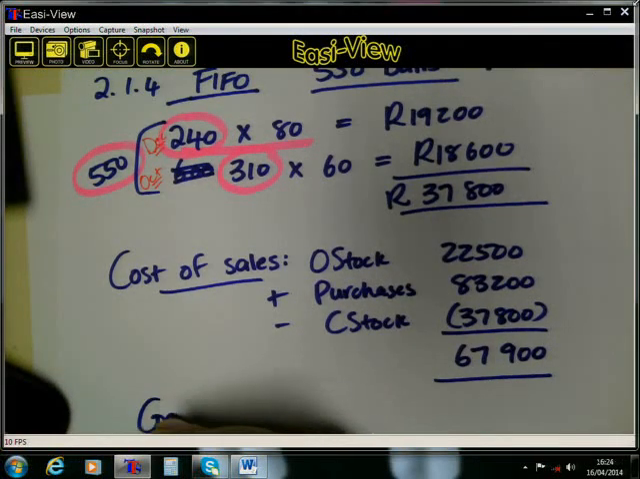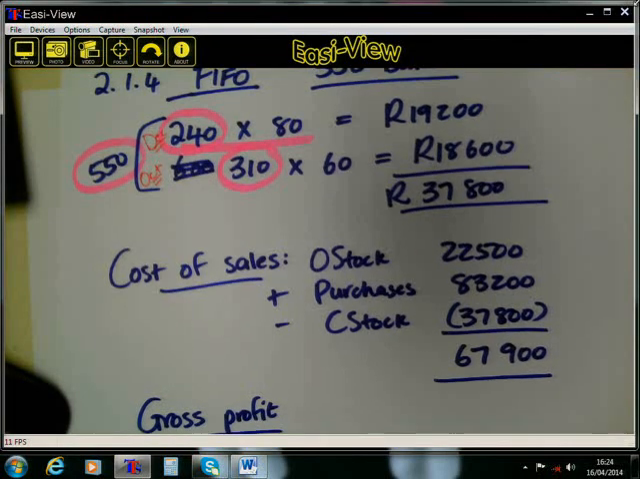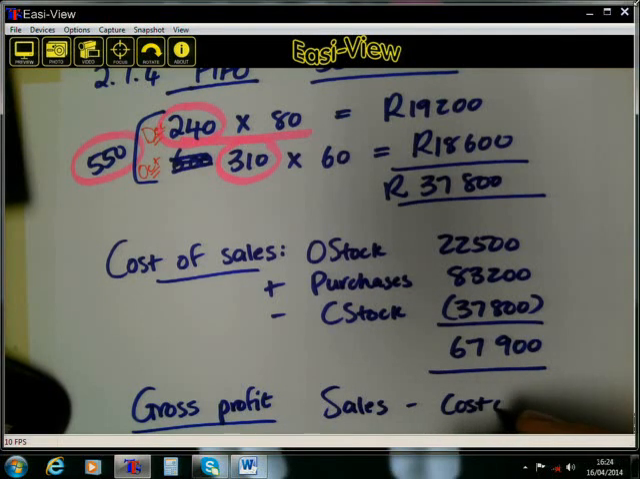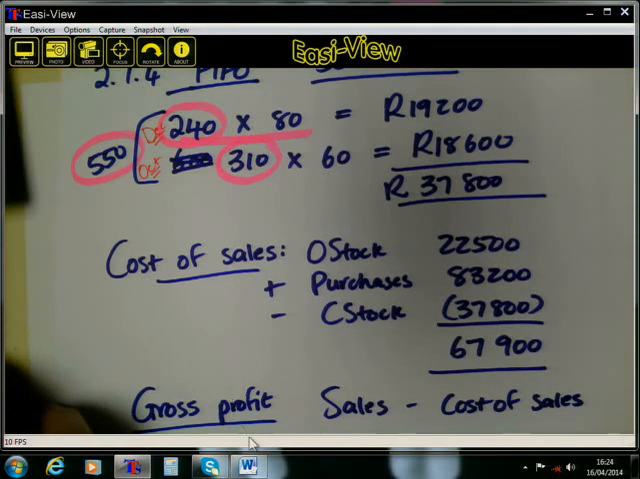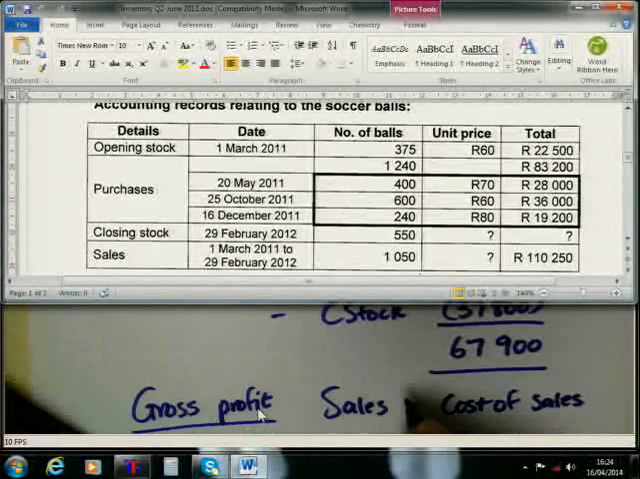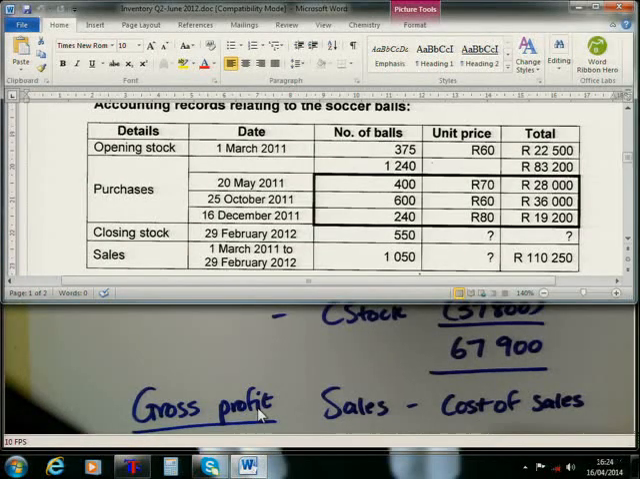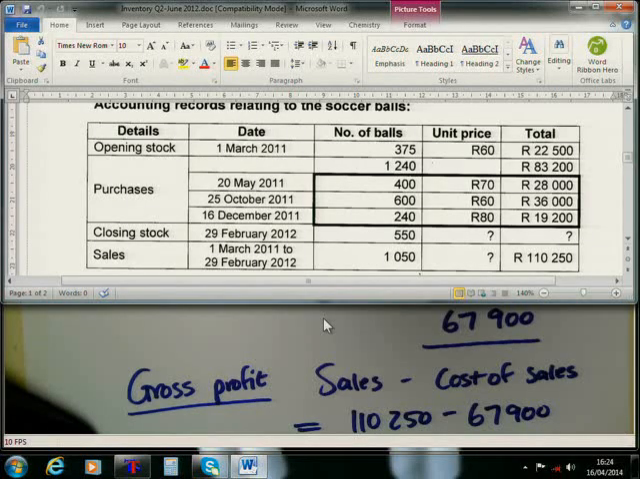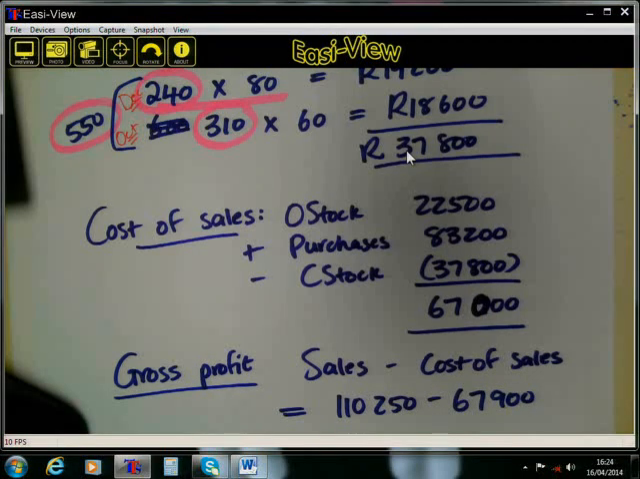Gross profit. What is gross profit? Remember, I'm busy doing it without the trading account. Sales minus cost of sales. And the sales was given to us, 110,250. The cost of sales we just calculated as 67,900. So the gross profit is 110,250 minus 67,900 gives you 4 because of the stolen ones.